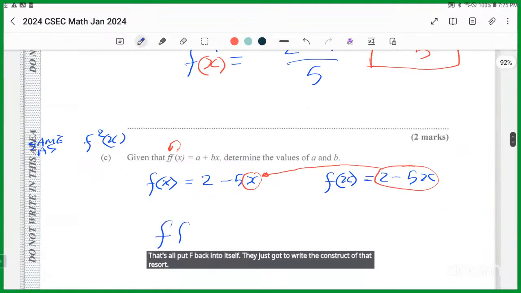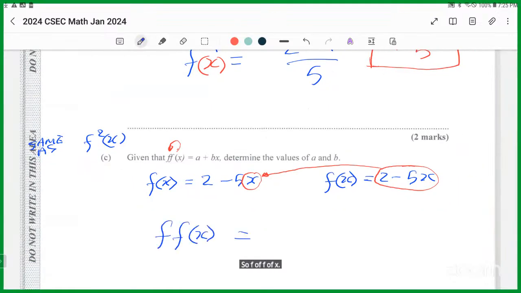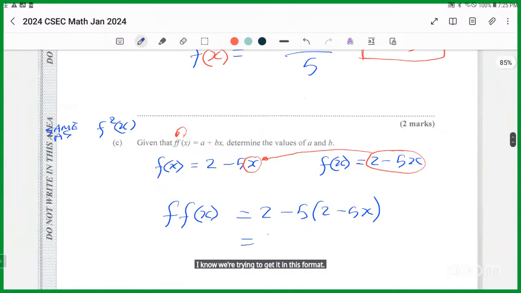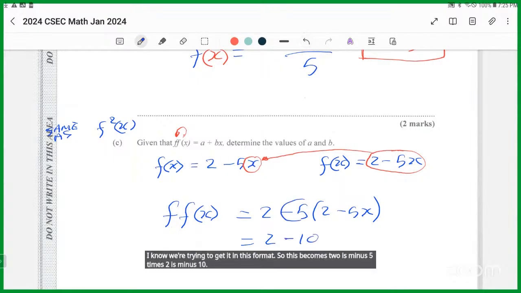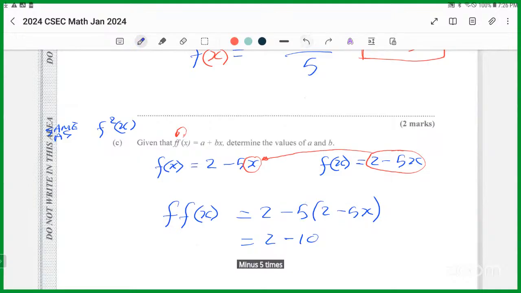So f of x would be this 2 minus this 5 times all of the f bracket. And then we're trying to get it in this format. So this becomes 2 minus 5 times 2, which is minus 10. Minus 5 times minus 5x is plus 25x. So it is minus 8, since 2 minus 10 is negative 8, plus 25x.